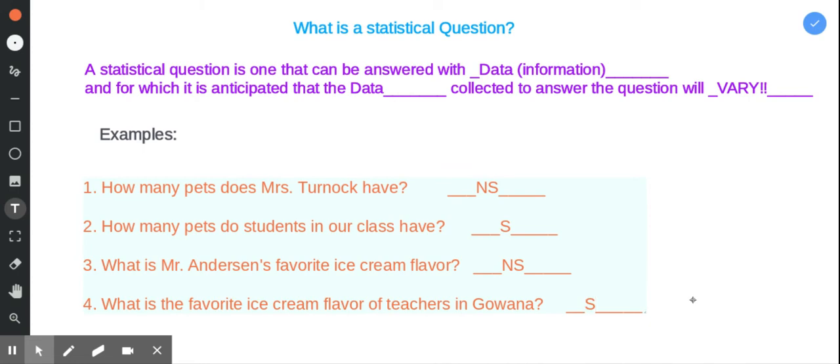As we go through this module, you're going to be wanting to focus on statistical questions, questions that you can collect lots of data that's going to vary so that you can then organize it, analyze it, and see what important conclusions you can make from it.